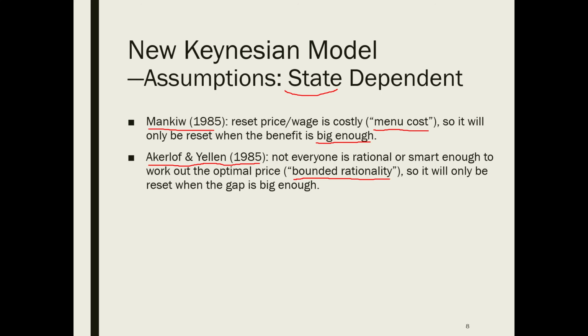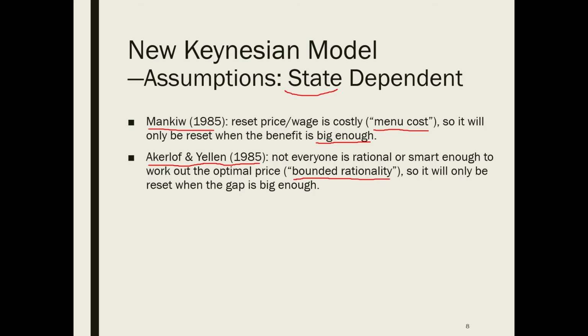They argue that not everyone is rational or smart enough to work out the optimal price, and this is what they called bounded rationality. As you can imagine, taking derivatives and solving equations is quite difficult, and you have to collect all the information. If you don't know how to do that, then you probably don't know how to calculate the optimal price. So if you are bounded in your rationality, then you won't be able to know where the optimal price is, and so you can't set the optimal price.